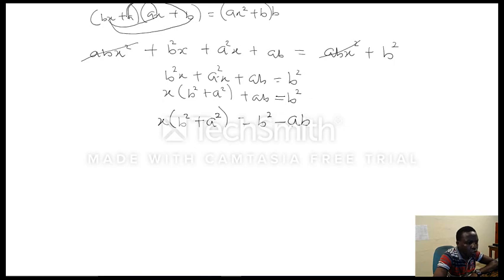So I can also factorize out b from this side, but is there any need? No, so I'm going to leave it this way. Next, in order for us to make x the subject of the formula, is to divide both sides by bracket b squared plus a squared. And when you do that, you have something like this.